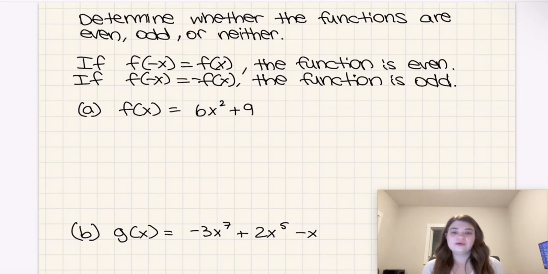Today we're going to determine whether these functions are even, odd, or neither. So how can we tell if they're even, odd, or neither? Well, what we need to do is find f of negative x. Because if f of negative x is equal to f of x, the function's even, and if f of negative x is equal to the negative version of f of x, then the function is odd, and if neither of those things are true, then the function is neither even nor odd.